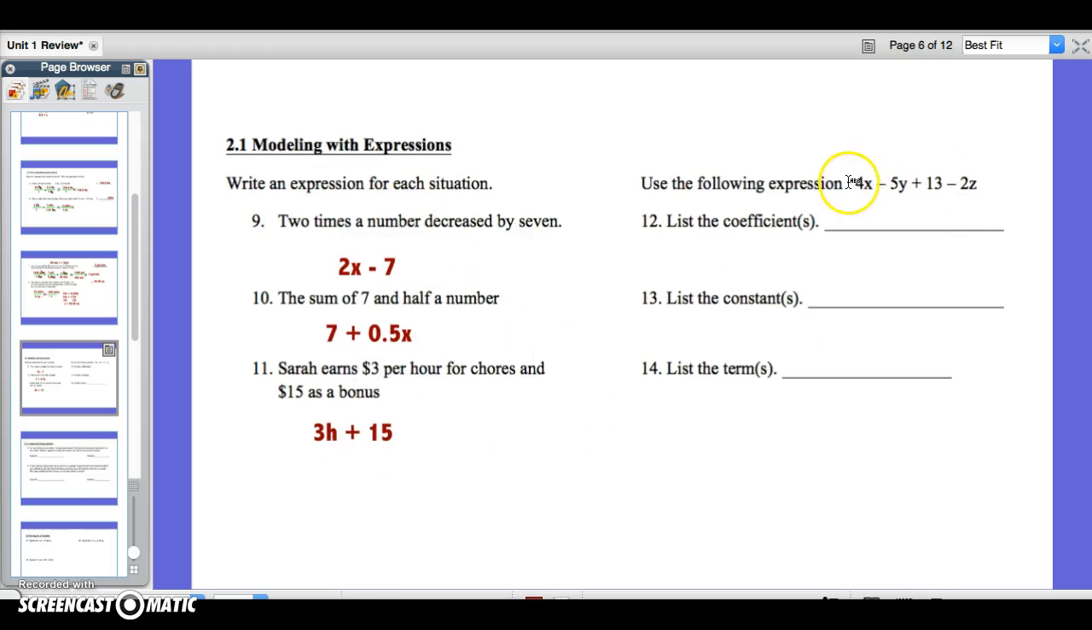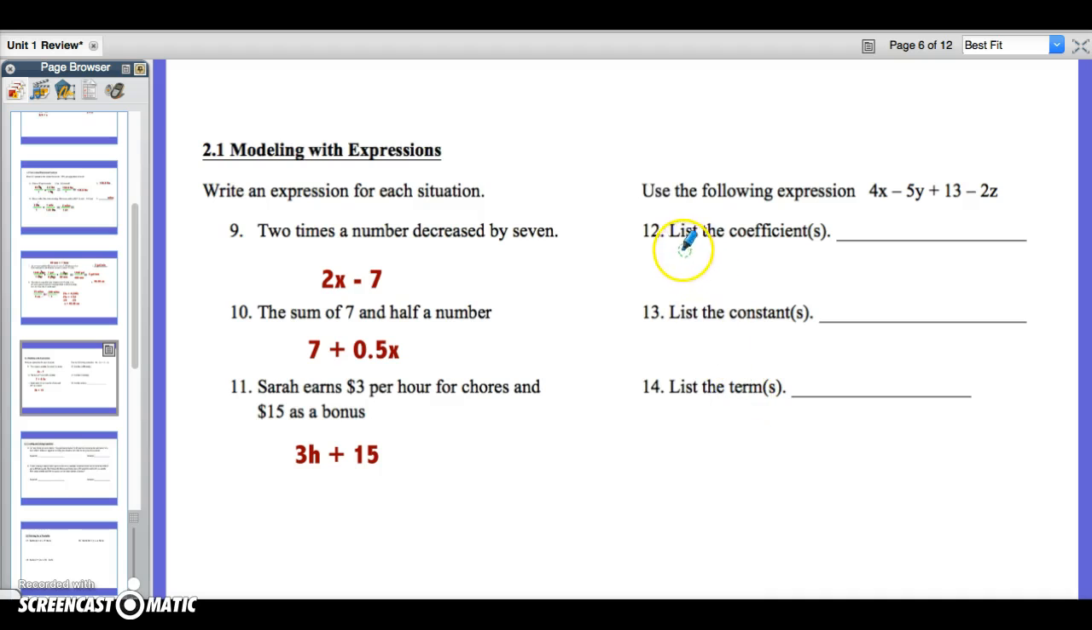Okay, so that's it for writing an expression from words. Now we're over here and we're going to use this expression and we're going to highlight things that need to be identified. So list the coefficient or coefficients. In this case, actually in all cases, coefficients are the numbers in front of the variable.